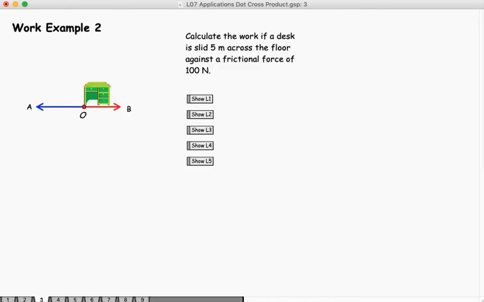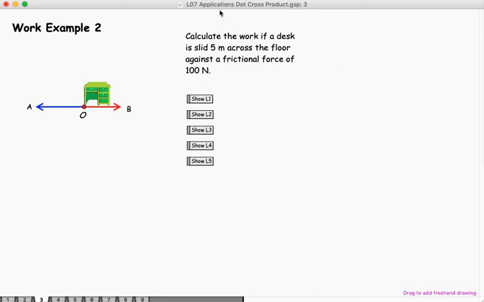All right, let's look at our next example. So we are going to calculate the work if a desk is slid 5 meters across the floor against a frictional force of 100 newtons. And in this particular case, friction is acting in the opposite direction of the desk. So right now, if I'm pushing on it and the desk isn't moving, that means we're in equilibrium, and the force of friction is balanced by the force I'm exerting on the desk, but the force I'm exerting on the desk is in the opposite direction of friction.